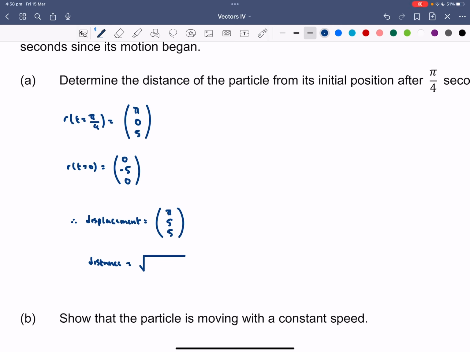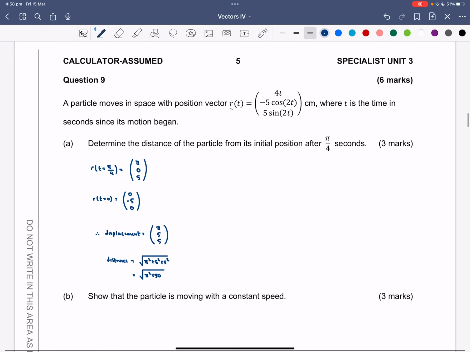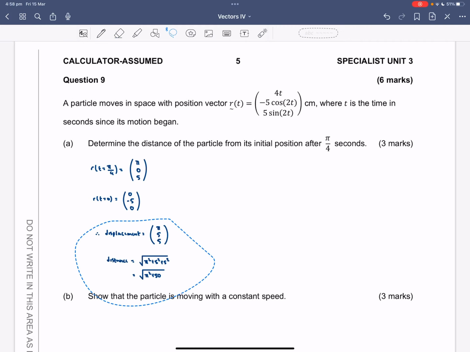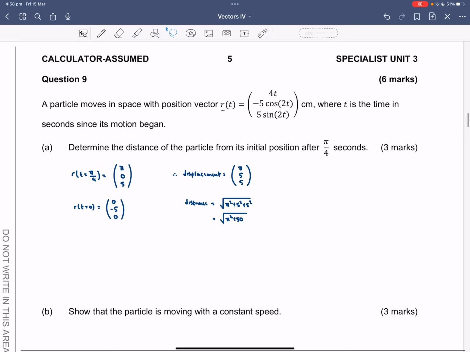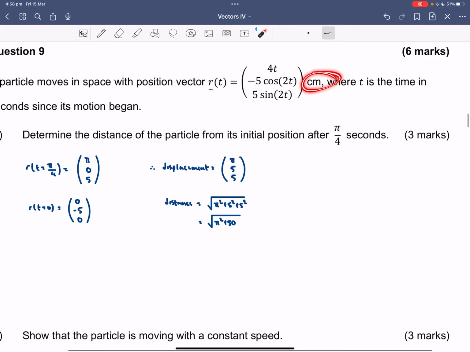So square root of pi squared plus 5 squared plus 5 squared. If you want to give that exact, I guess that's square root of pi squared plus 50. You can put that into your calculator and get a decimal approximation. A decimal approximation is 7.74 centimeters. All right, that is the distance.